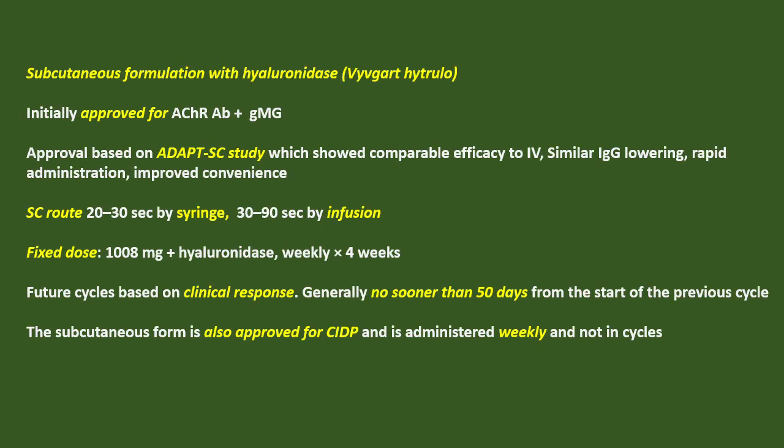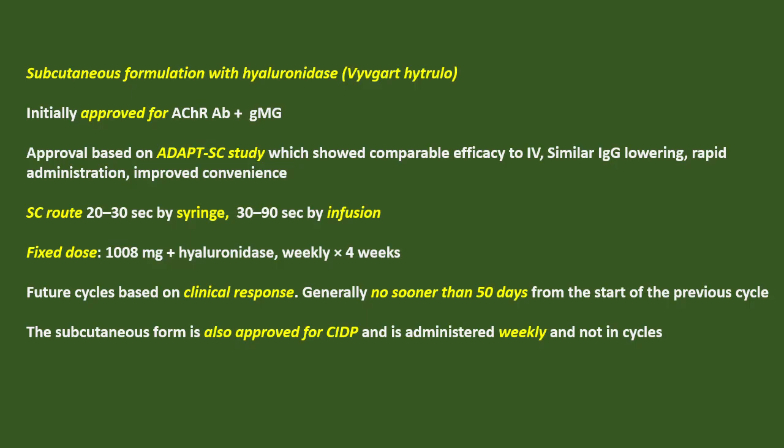Subcutaneous formulation with hyaluronidase, or Vyvgart Hytrulo. It was initially approved for acetylcholine receptor antibody positive generalized myasthenia gravis. Approval was based on the ADAPT-SC study, which showed comparable efficacy to the IV formulation with similar IgG lowering, rapid administration, and improved convenience. Subcutaneous administration takes 20 to 30 seconds by syringe and 30 to 90 seconds by infusion.